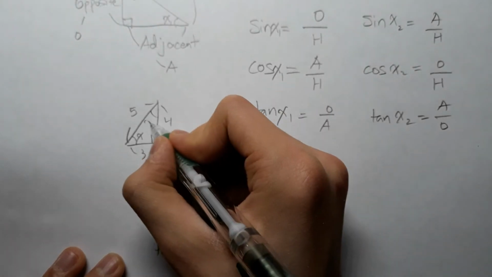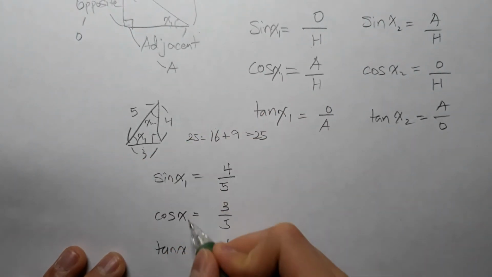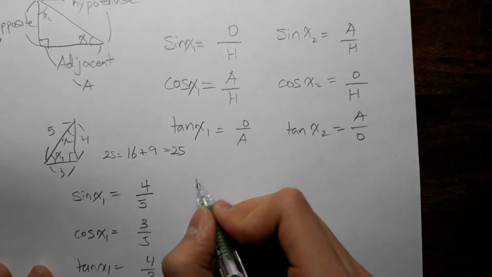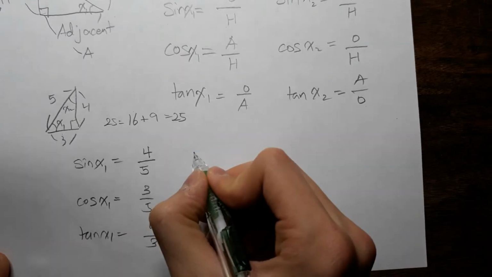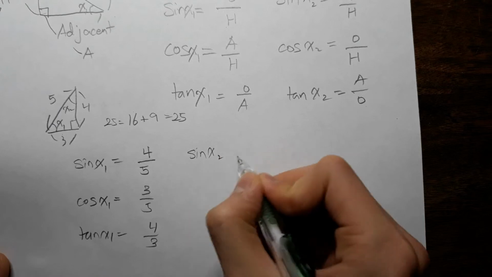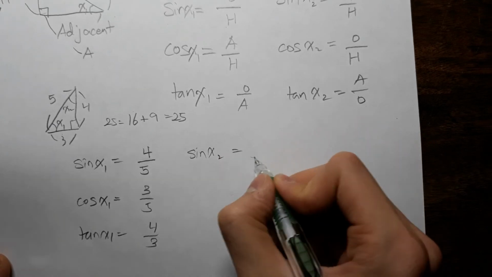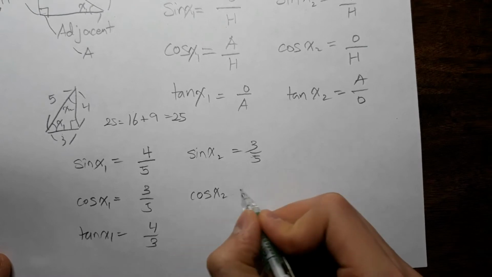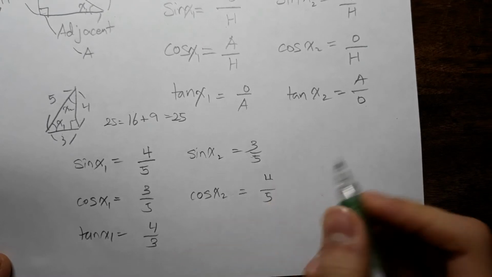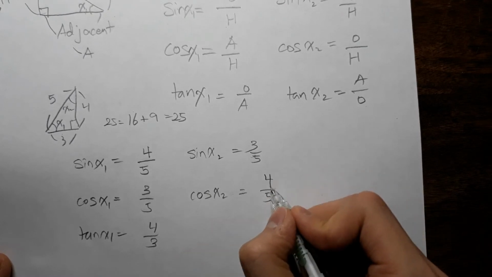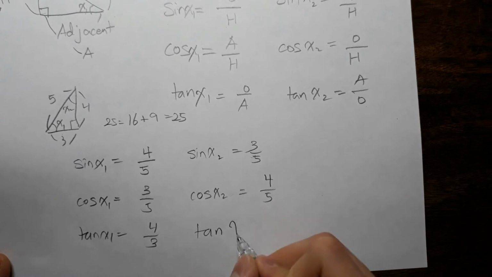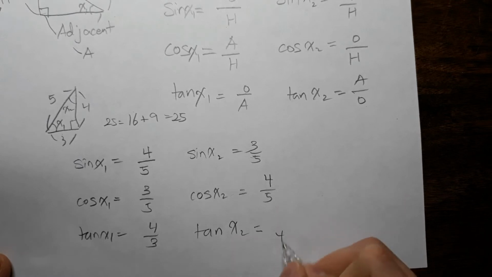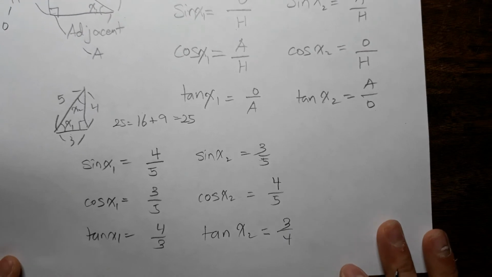And if it is here, it'll be 3 over 5, 4 over 5, 3 over 4.